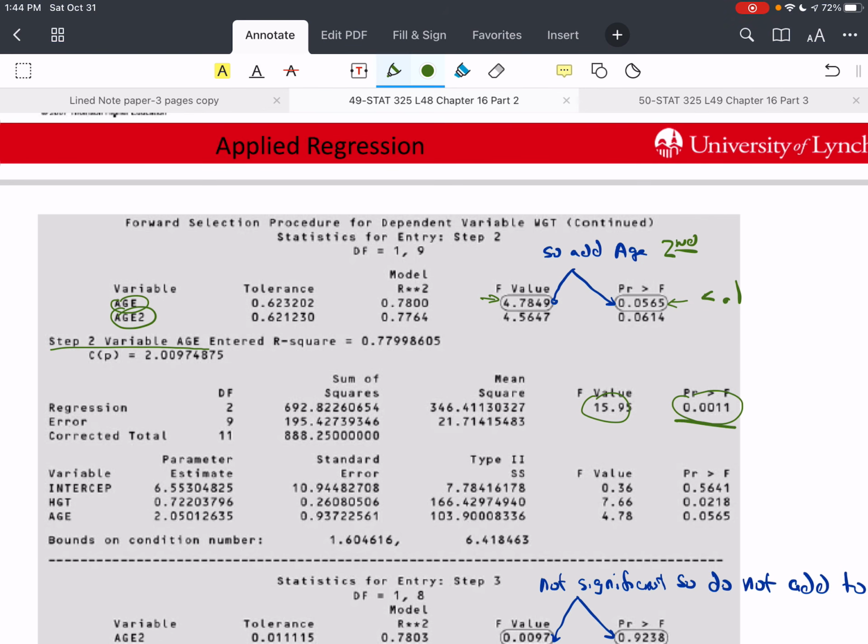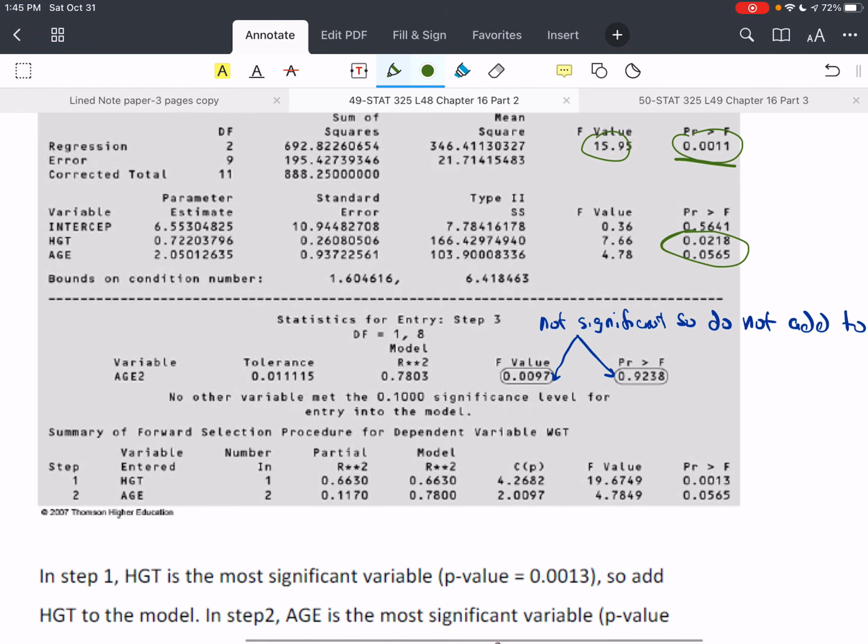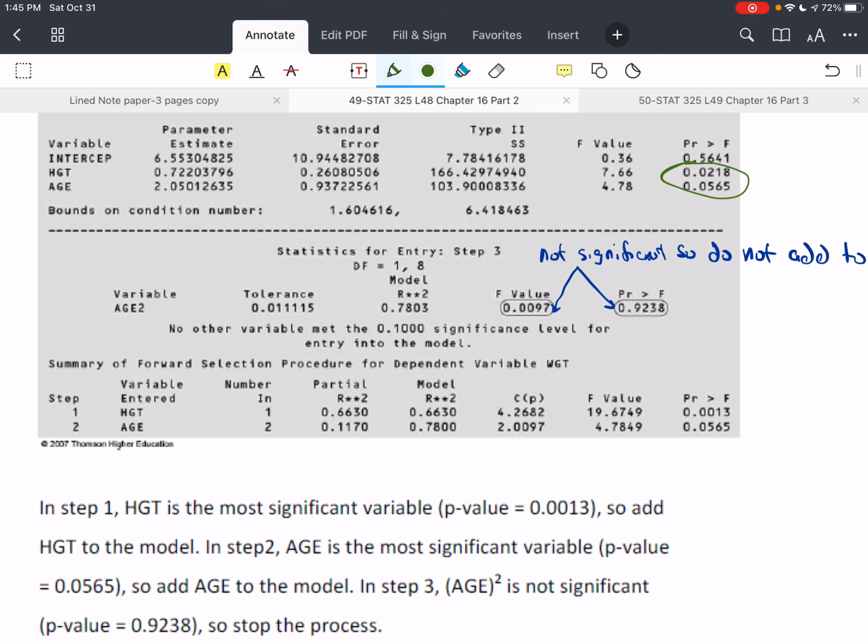So this is our model, and we look at the type 2 SS, the sums of squares, and we see that here's height and age, so those are in the model. Now let's go to step 3: should we add age squared? There's only one variable left now. And we look at this, and the F value is really small.